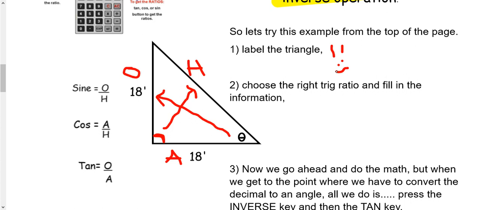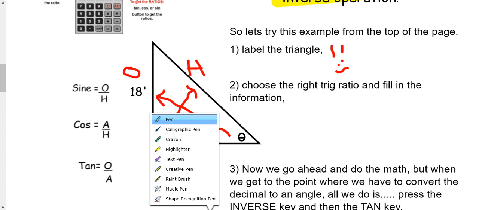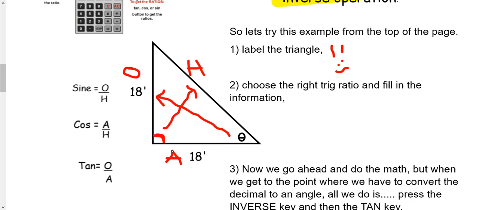Okay, now we want to choose the right trig ratio to fill in the information. Now this is what we learned about before. Kind of the idea is, what don't I need? Well, I need this guy because it's got information. I need this guy because he's got information. Do I need hypotenuse? No. No question mark, no information. Hypotenuse, you're dead to me. Anyway, we're going to use tangent, opposite and adjacent.